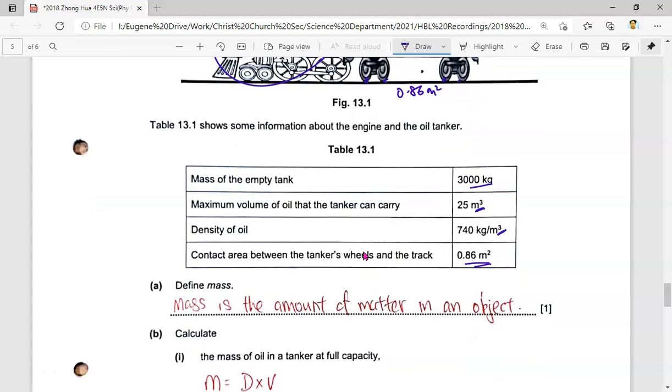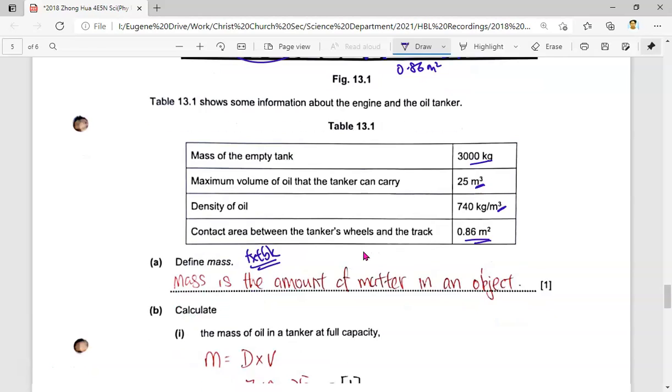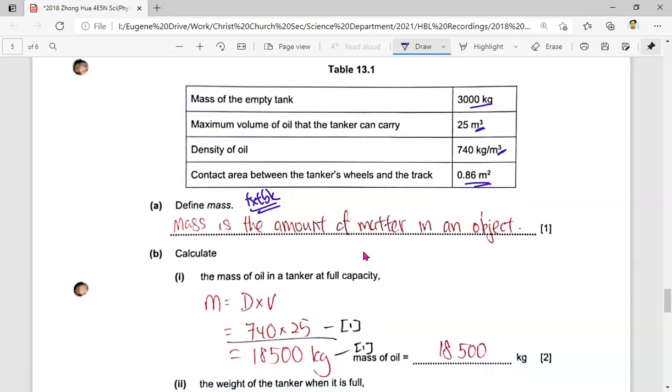Now, define mass. Mass is the amount of matter in an object. This one is purely from the textbook, so memorize the definition. Now, B part 1 says calculate the mass of oil in the tanker at full capacity. I only want the mass of the oil. As such, to find the mass of the oil, I'll take the density of the oil multiplied by the volume that the tanker can carry, which is 25, so I get 18,500 kg. So that's the mass of the oil.